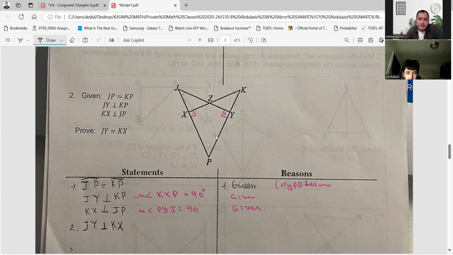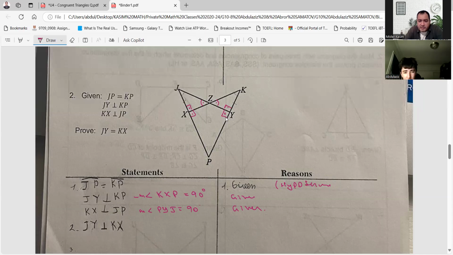Because I just need to prove that either one more angle or side is equal. Look, Abdullah, let me just write here. These two angles are congruent to each other, right? Because they're vertical angles, right? And this angle is 90 degrees, right?